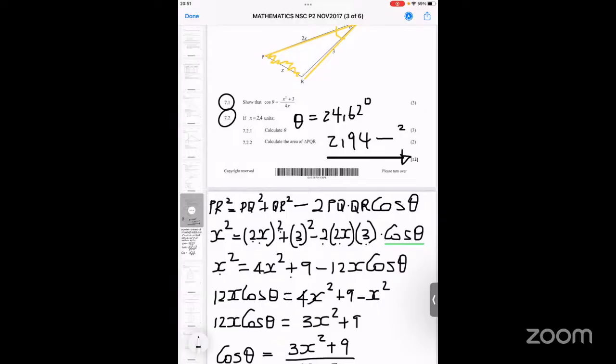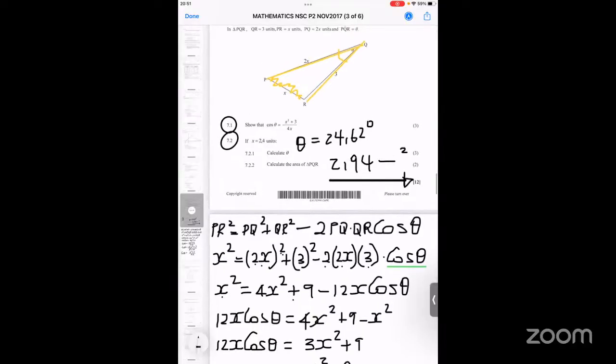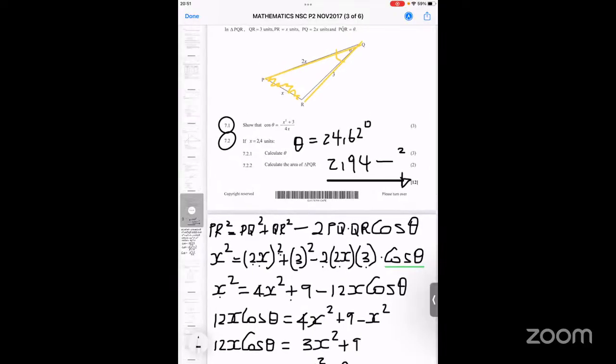Okay, then it's fine. Okay, let's see. What about the area? Area is half times base times height. So we use PQ, which is 2x, which is 4.8. Then we use, what's that letter on top there? It's QR, which is 3. Then we times that by, oh wait, I should have said sine. We still have to calculate for sine.